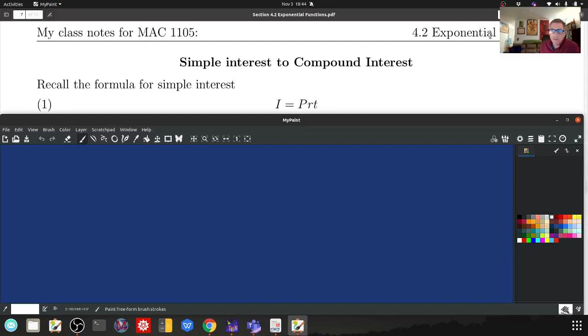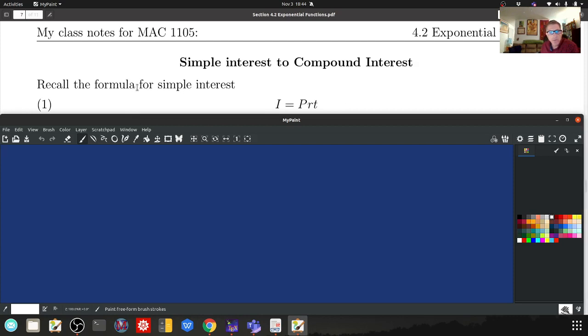Okay, this is a continuation of Chapter 4, Section 2, Exponential Functions, Part B. So we're going to extend this concept of an exponential function from simple interest to compound interest.